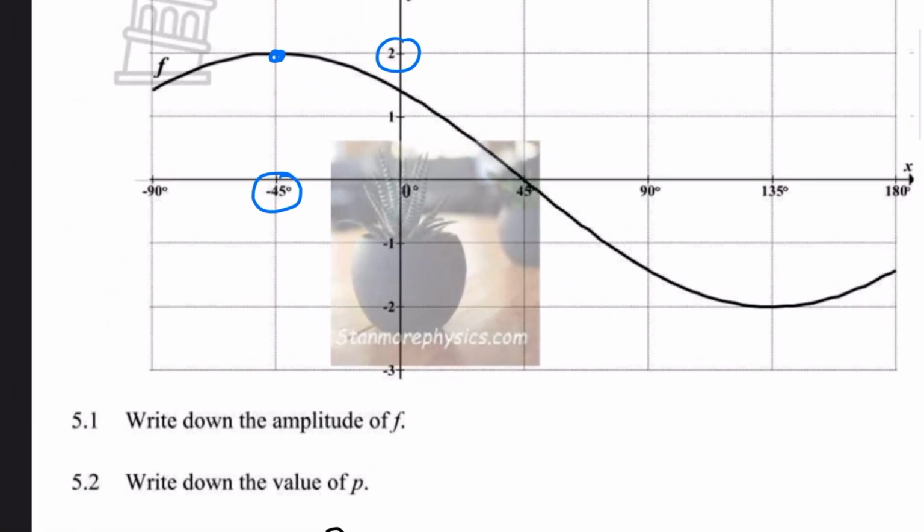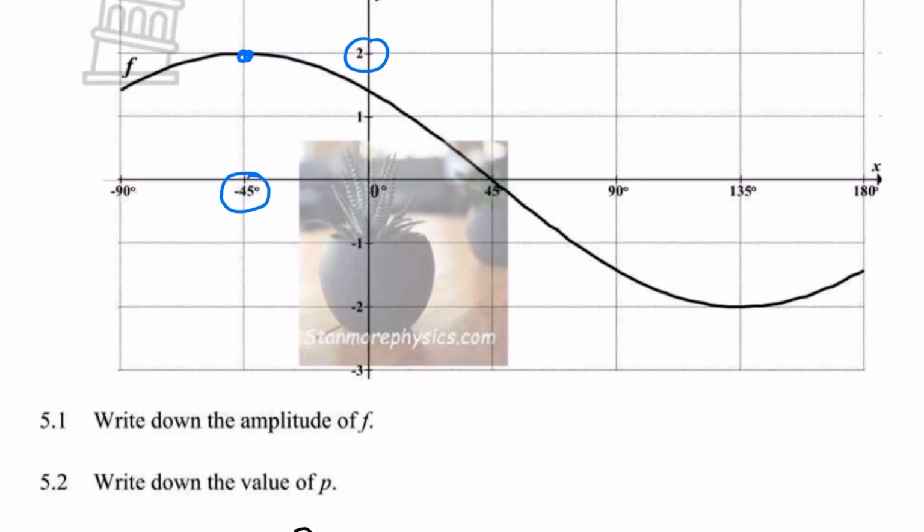So minus 90 and 1, this is my first coordinate. Then minus 45 and 0, that was my next coordinate. 0 and 1 is here. 45 and 2 goes there. 90 and 1 would be here.